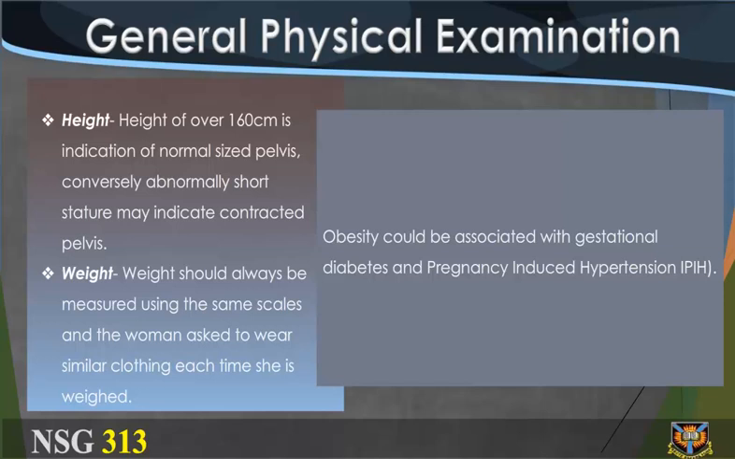Height of over 160 cm is an indication of a normal size pelvis. Conversely, abnormally short stature may indicate a contracted pelvis. Weight should always be measured using the same scales, and the woman asked to wear similar clothing each time she is weighed. Obesity could be associated with gestational diabetes and pregnancy-induced hypertension, PIH.